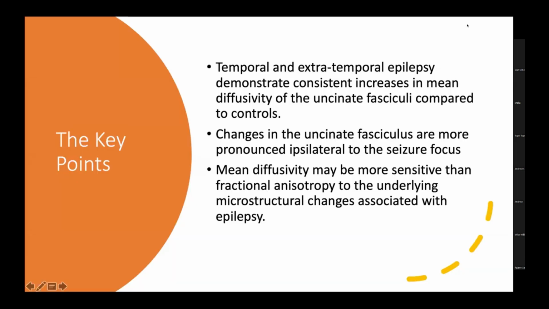So finally, to drive home our key points: temporal and extratemporal epilepsy have consistent changes in the mean diffusivity in the uncinate fasciculi. It's a novel finding, previously only seen in temporal epilepsy. These changes in the UF are more pronounced ipsilateral, but they are both ipsilateral and contralateral to the seizure focus. And so it's not just about what regions are connected to that seizure focus. There's something general happening with these seizures. And furthermore, mean diffusivity may be more sensitive than fractional anisotropy to underlying microstructural changes associated with epilepsy, which is important for future research in this space.